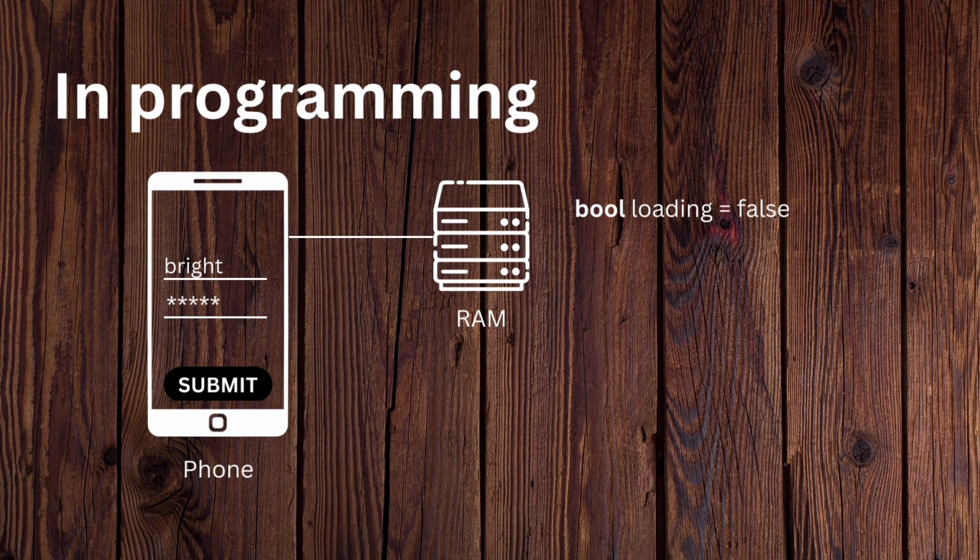So I'm going to use this example of a login form in a website or maybe any app that you can log in into. So you can put your username, your password, and then you click on the submit button. Now, before you click the submit button, the app state or the current state of the app is recorded in the RAM as loading being false. So we have stored the state of loading of the app as false because the app is not loading right now. It's just displaying the input form.